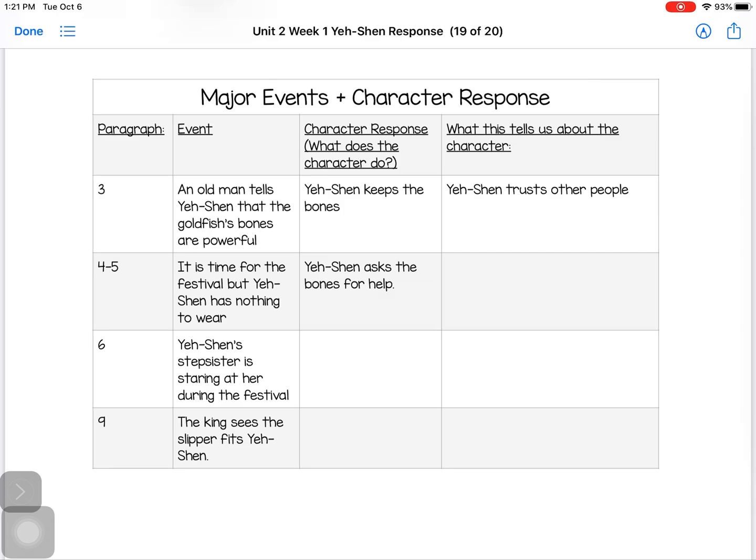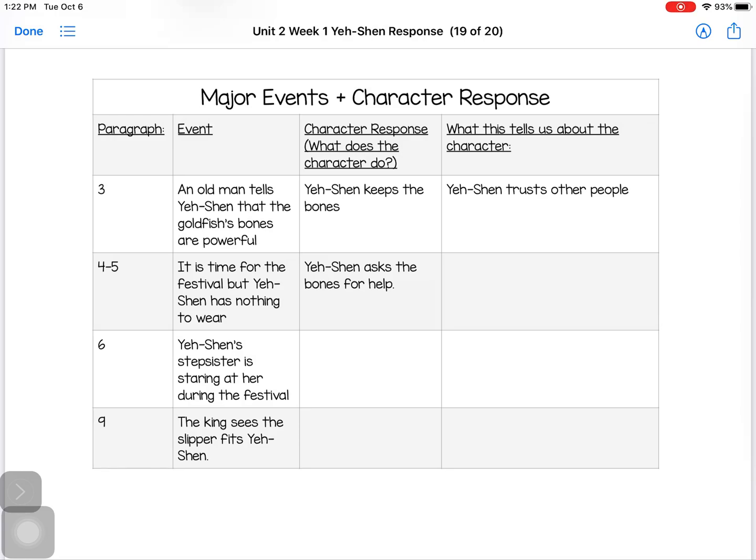What does that tell us about her character? It tells us that she's trusting, right? That she trusts other people. The next one I started for you, it says, it is time for the festival, but Yeh-Shen has nothing to wear. What is her response? She asked the bones for help. I want you to fill in what that tells us about Yeh-Shen.